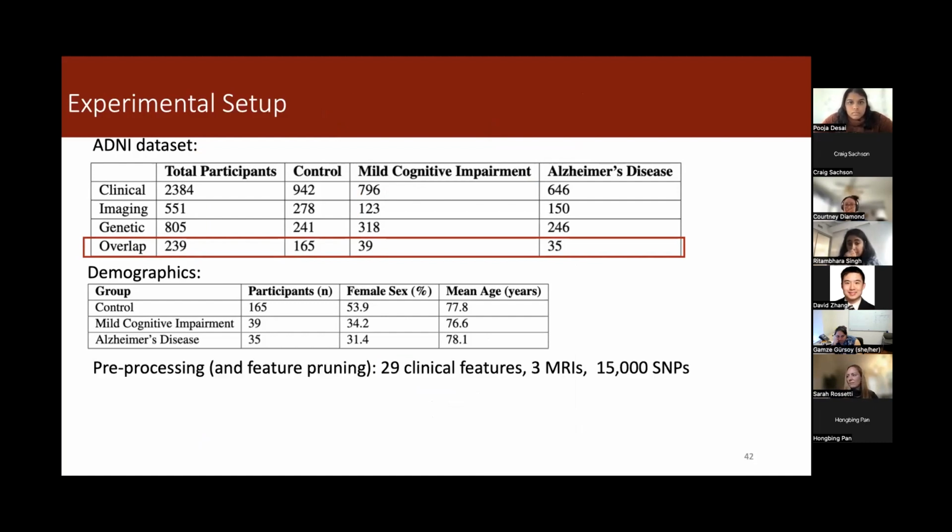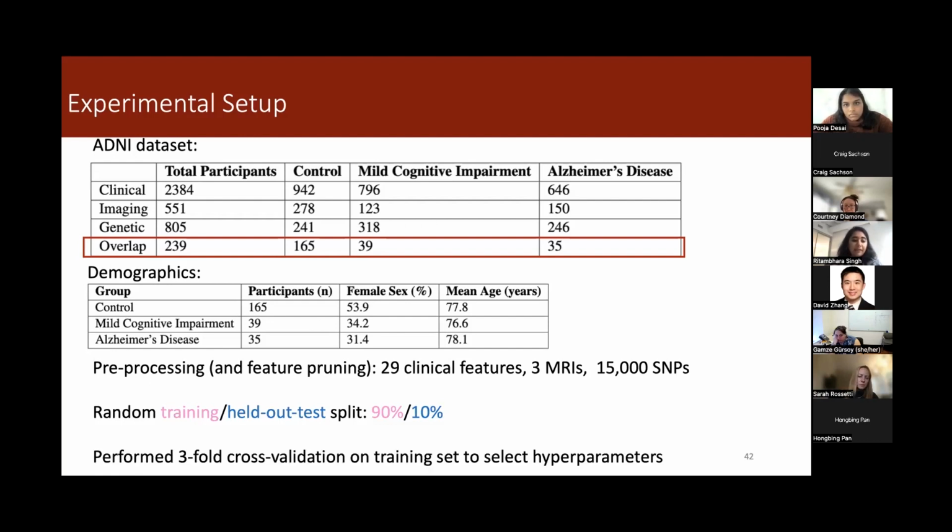We did some pre-processing and feature pruning based on the previous study. So in the end, we have 29 different clinical features, 3 MRIs, and 15,000 SNPs. And we did random training and held-out test splits in the proportion of 90% and 10%. And finally, we performed 3-fold cross-validation on our training set to select the hyperparameters.